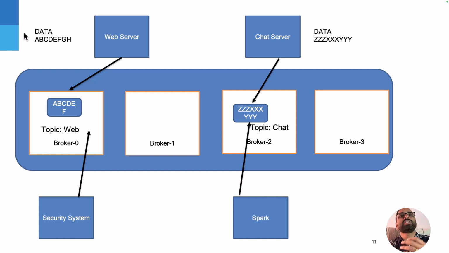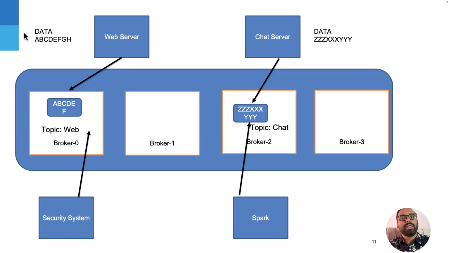And now what happens when the consumers want to consume the data, they want to read the data, say the security system and Spark, they connect to these topics. And in turn, they receive the data from these brokers. So you can see the security system is reading from broker 0, and then Spark is reading from broker 2 from the respective topics. So the idea is topics are designed to isolate your messages so that the producer can send data to respective topics and the consumers can read from there.